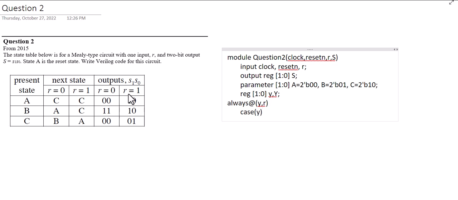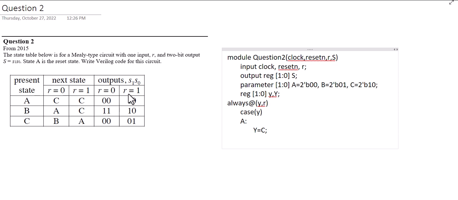And this is going to say, okay, let's look at what state we're in right now. Once we look at that, we're going to figure out what we're going to do next. Okay, so first, let's say we're in state A. If we're in state A, our next state is going to be C, no matter what. So I'm just going to go ahead and do that without putting it inside the if. So I'm going to say y equals C, semicolon.